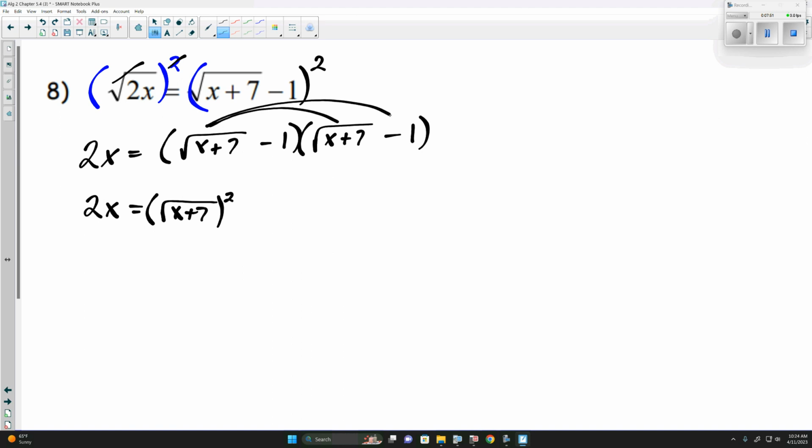The next one is we have the square root of x plus 7 times negative 1, which will be negative square root of x plus 7. Then we do the same thing with negative 1. Negative 1 times square root of x plus 7 is going to be negative square root x plus 7. And lastly, negative 1 times negative 1 is plus 1.